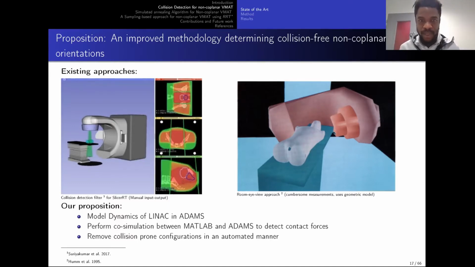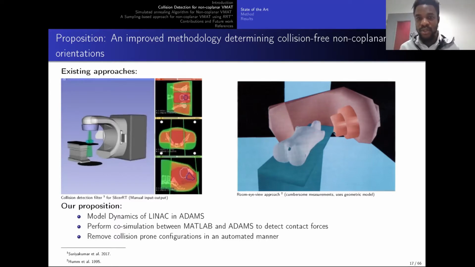Another one, on the right-hand side, is the room's eye view approach. It uses a camera and OpenGL to capture a scene in the room. From this image, it estimates the geometric shapes of the treatment equipment and the patient. Then this geometric model is what it uses to calculate intersections between the shapes that it estimates. Of course, we think that there is a better way to do this. For example, we want an automated way to input the couch and gantry orientations to be able to test more couch and gantry orientations.